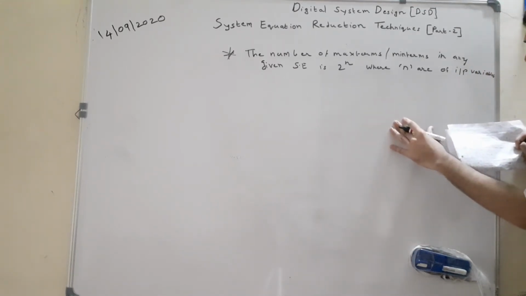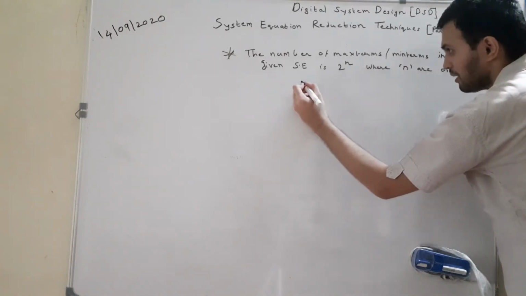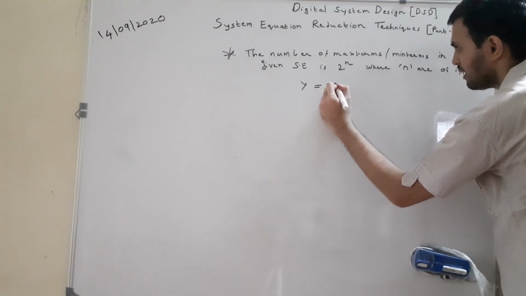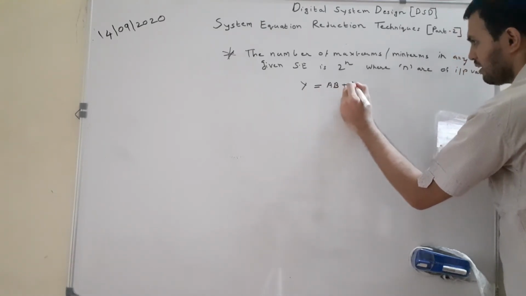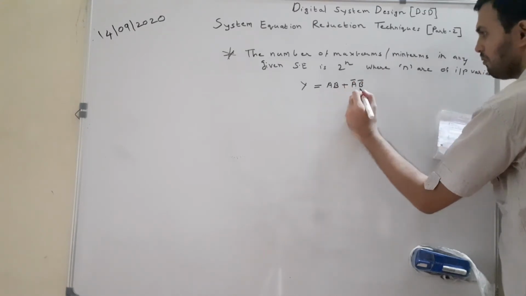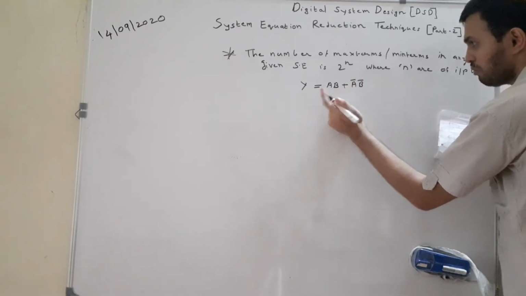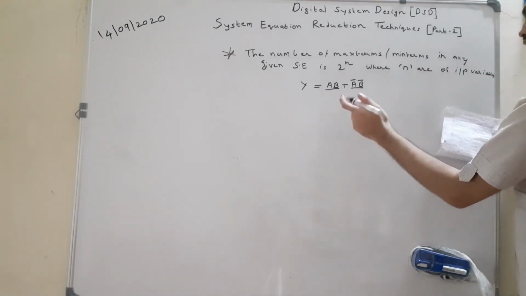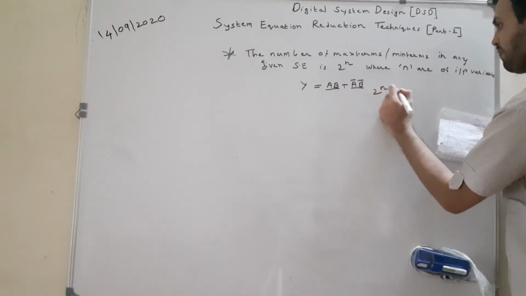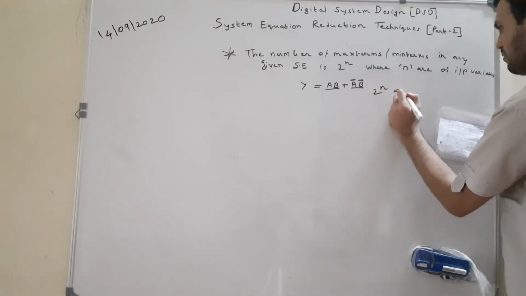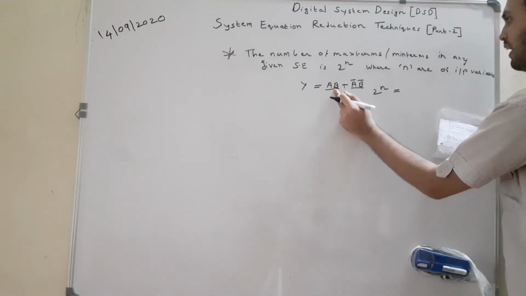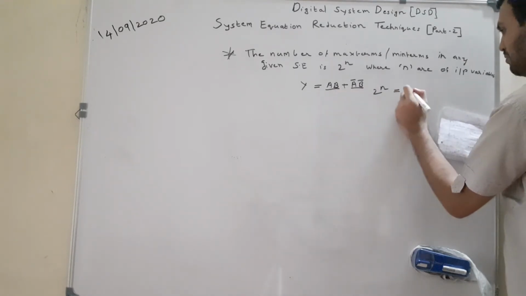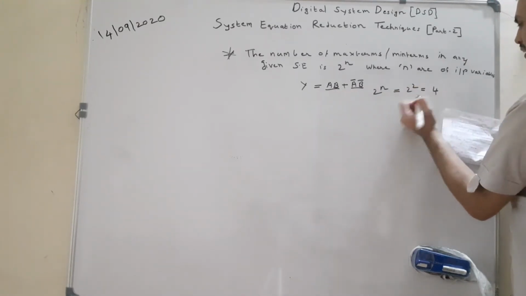So what does this statement mean? Supposing I have a Boolean expression with two variables, let's say a and b. Whenever I have two input variables, that is a and b, then I have 2 raised to n terms. What is n over here? n is the number of input variables, and there are two inputs, a and b. So the number of min terms will be 4 in that case.